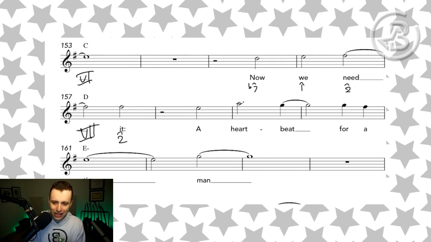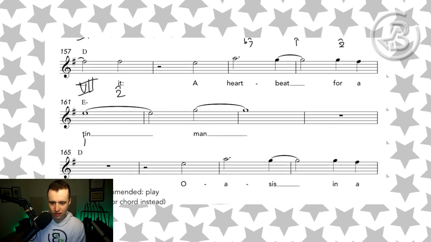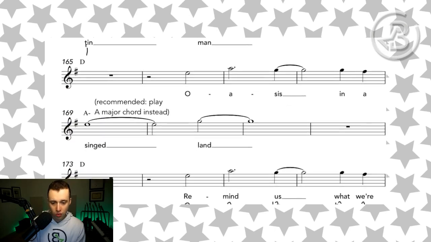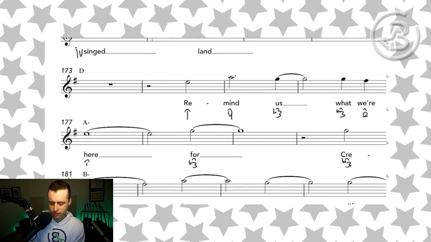However, in minor keys, when you do 6, 7, 1 in terms of chords, that always drives you back to 1 in a very effective way. So 161, that's going to be minor 1. 165, D, that's going to be 7. 169, we're going to call that an A minor. 173, back to 7.